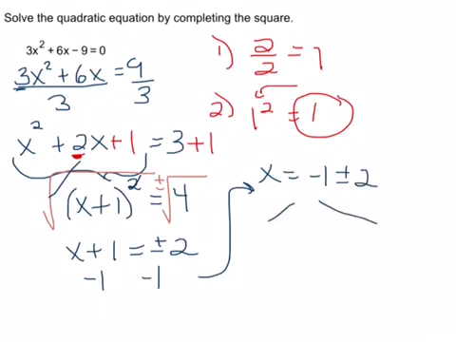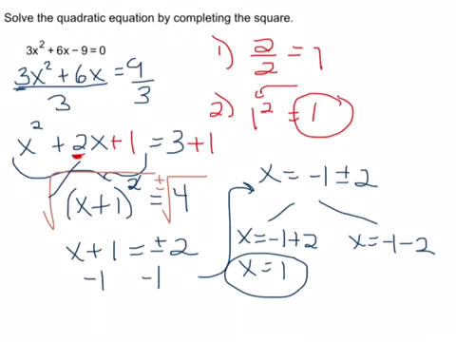And this gives us two pretty easy to calculate answers. We've got x is equal to -1 plus 2, and x is equal to -1 minus 2. -1 plus 2 is 1. There's our first answer. -1 minus 2 is -3. And there's our second answer, and we're done.